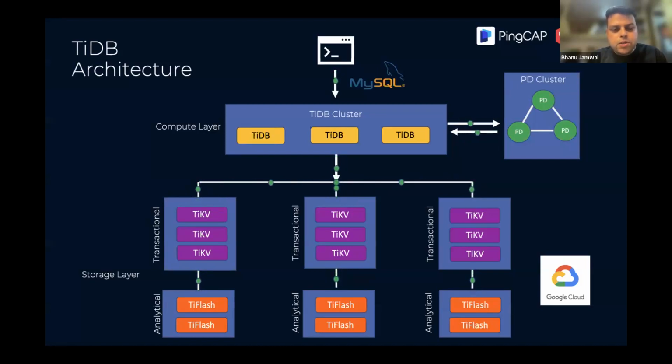In addition, there is also another copy which is created on TiFlash, which we call the analytical layer. The data here is stored in a columnar format, which most of the big data platforms or data warehousing databases would store into. So we store the data in a columnar format, and for any analytical queries, we fetch the data from TiFlash. And I'm going to talk about this a little bit more later.